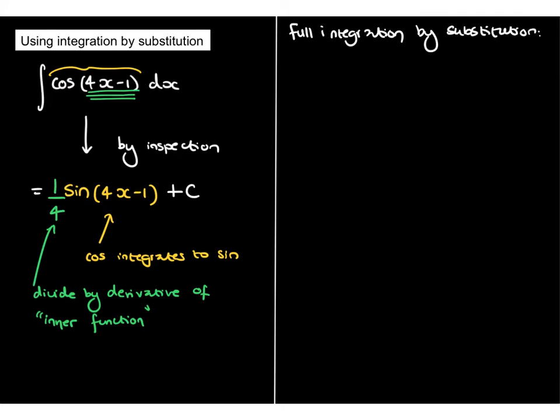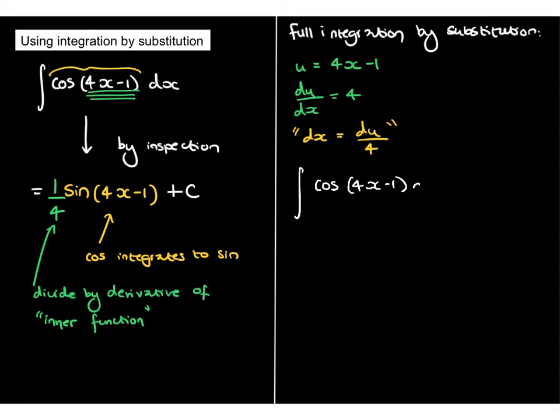So I need to set u equal to 4x minus 1. Differentiate, du by dx is 4. And then with our rearrangement, we have everything we need. So we're integrating cos(4x minus 1) with respect to x. So this then becomes the integral of cos u, and instead of dx, we have this.